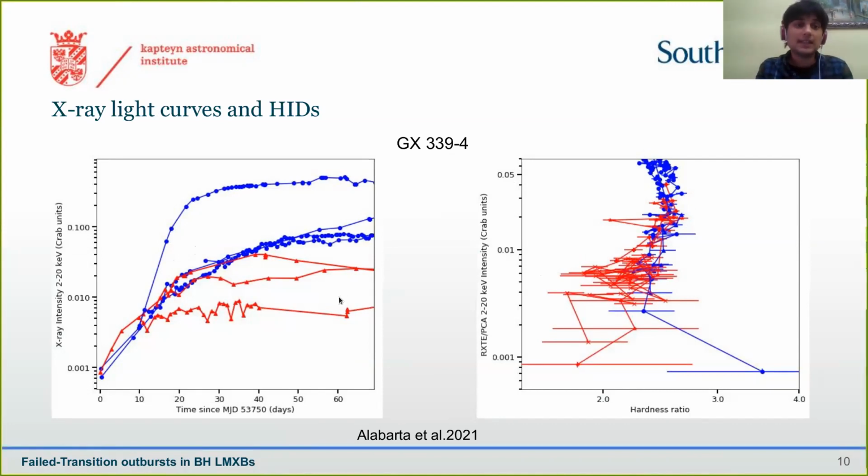And we found that during the first days, the X-ray light curves and HID of both FT outbursts and full outbursts overlap during the first 20-30 days, except some exceptions. And we found the same for other sources, H1743 and GRS 1738, using data from Swift BAT and MAXI.